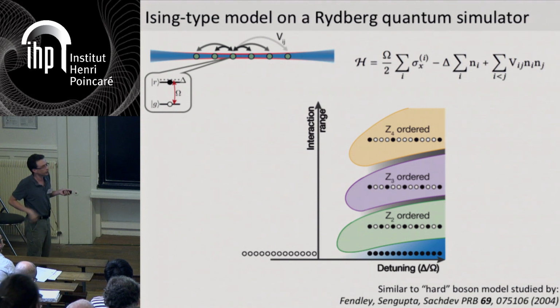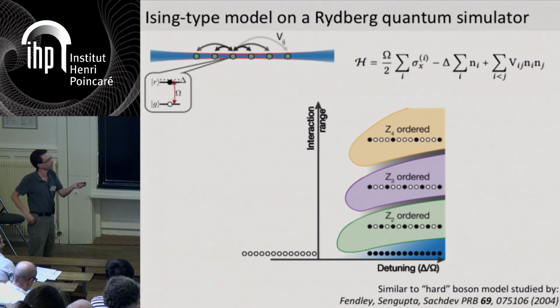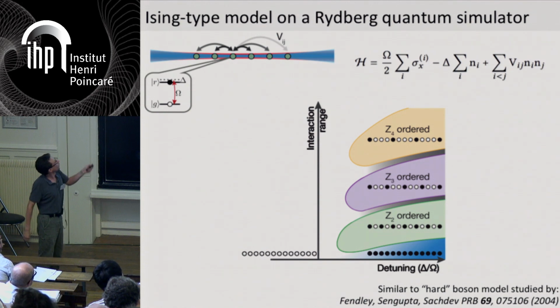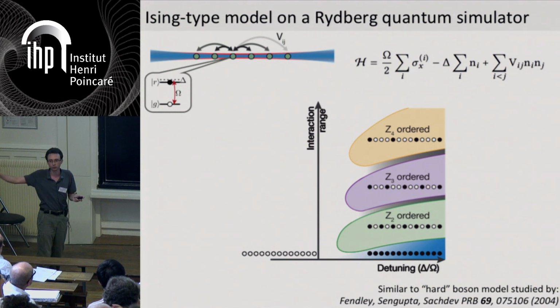So there was a study of this model by the group of Subir Sachdev from Harvard University in 2004, which came out with a phase diagram of this Hamiltonian, where again you vary the detuning along the x-axis, and you vary the interaction strength, so this C6 coefficient over R^6, for example, along the y-axis. And in the case of moderate interaction range, we recover this Z2 order phase, where every other atom is excited to Rydberg.